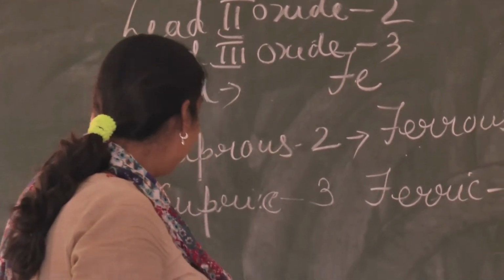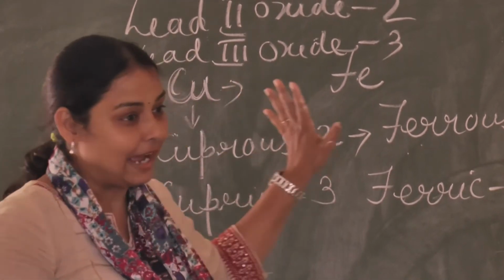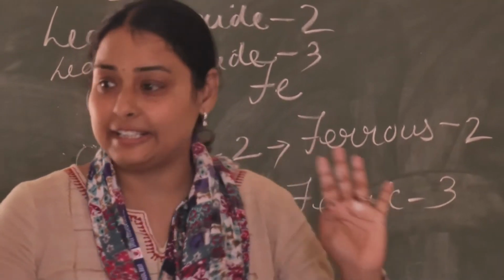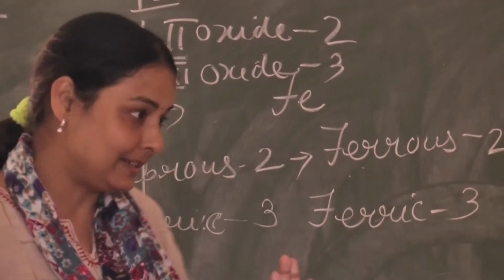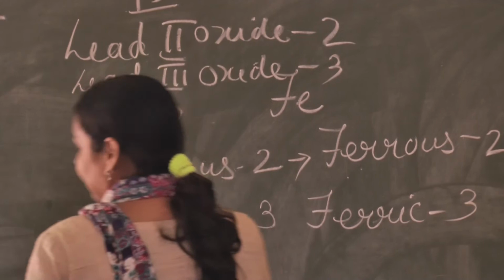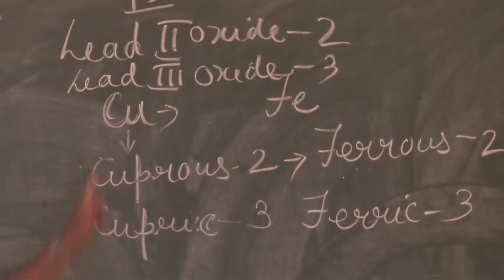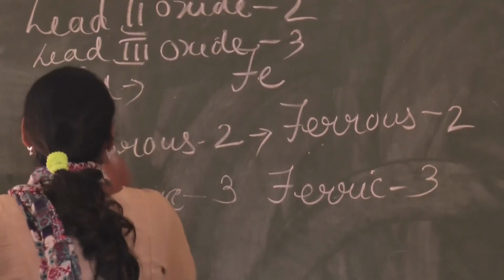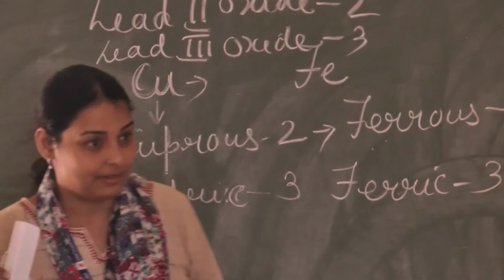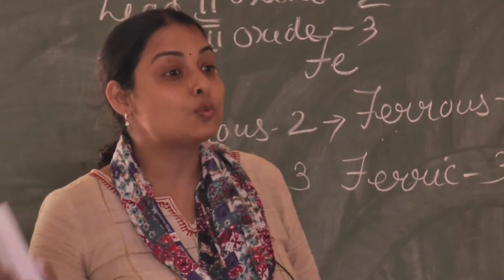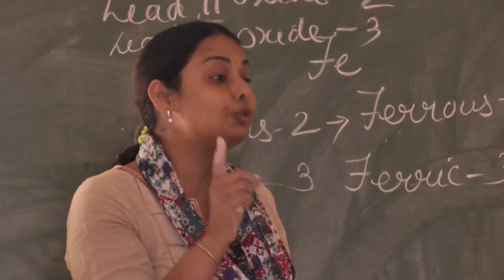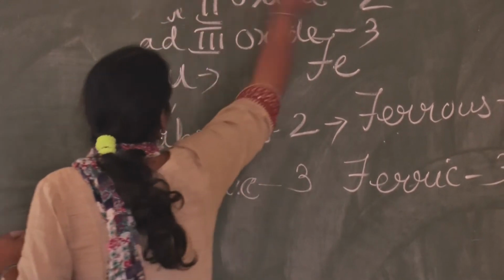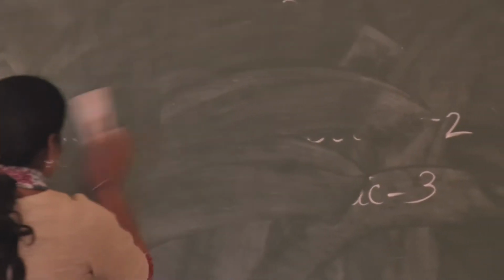So, lead, copper and iron. This part is clear to you? You don't have any doubt? No, ma'am. Right? Okay. Then come some ionic compounds. Some ionic compounds means the compounds which we use to make formulae. Okay, so let me learn about the ionic compounds.